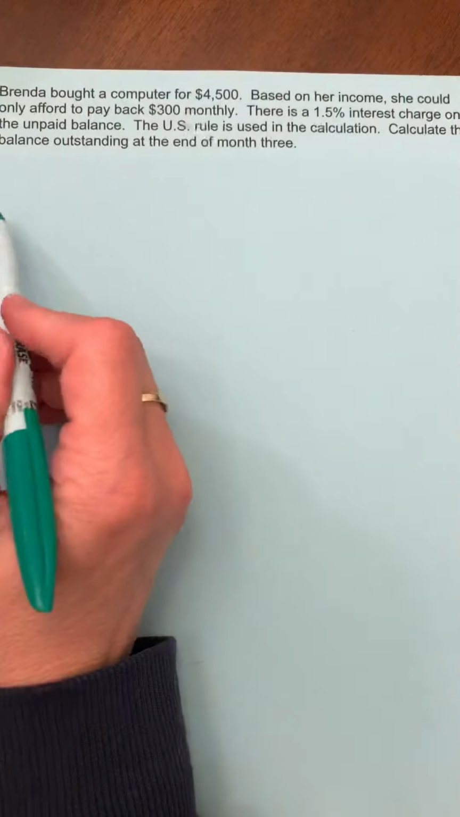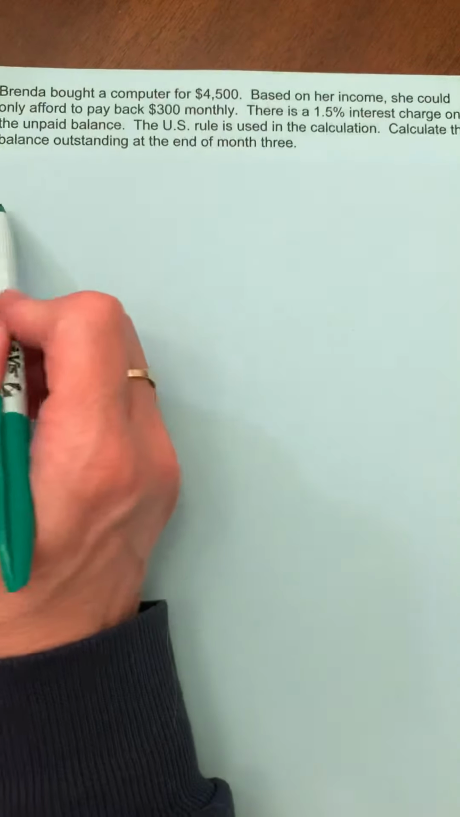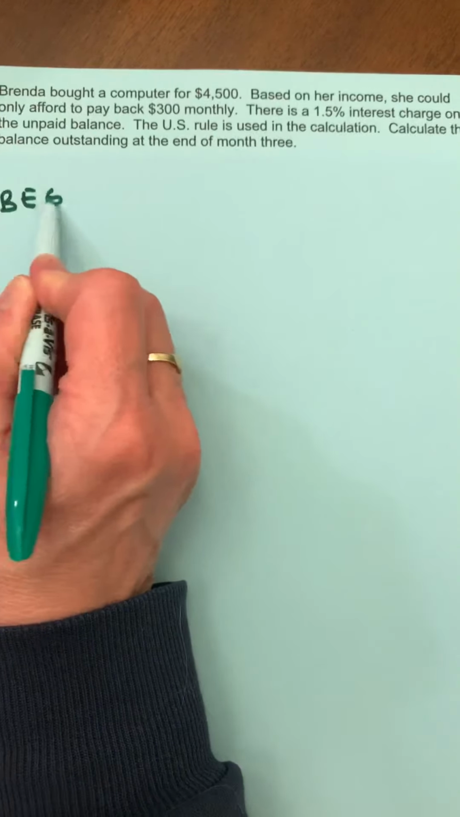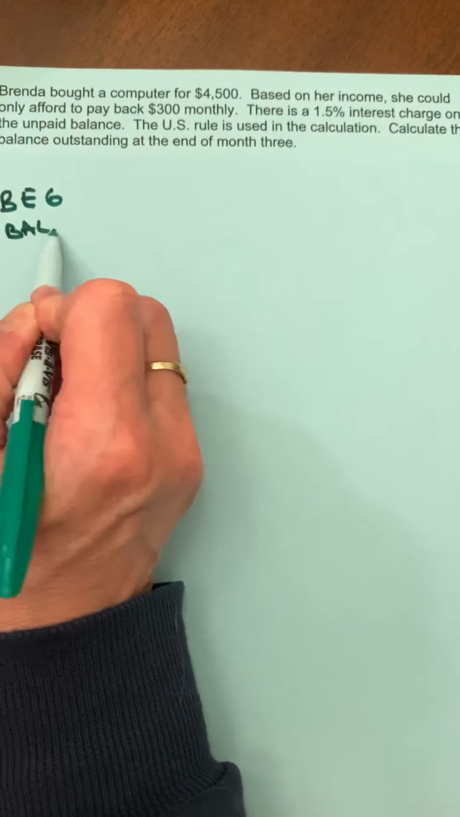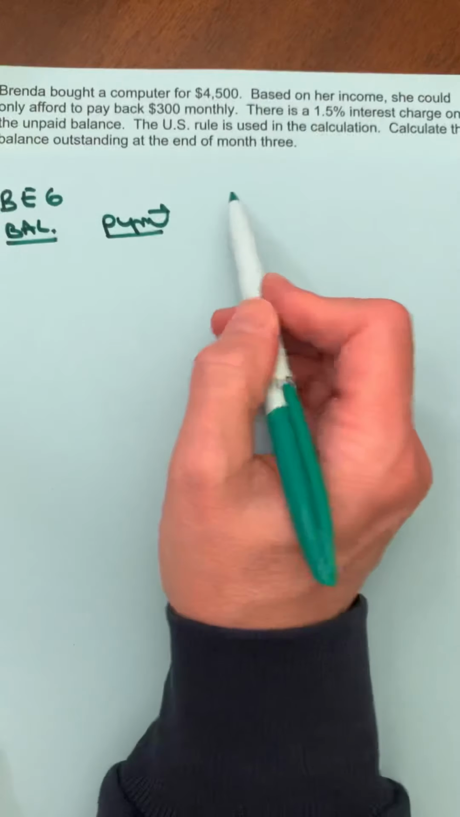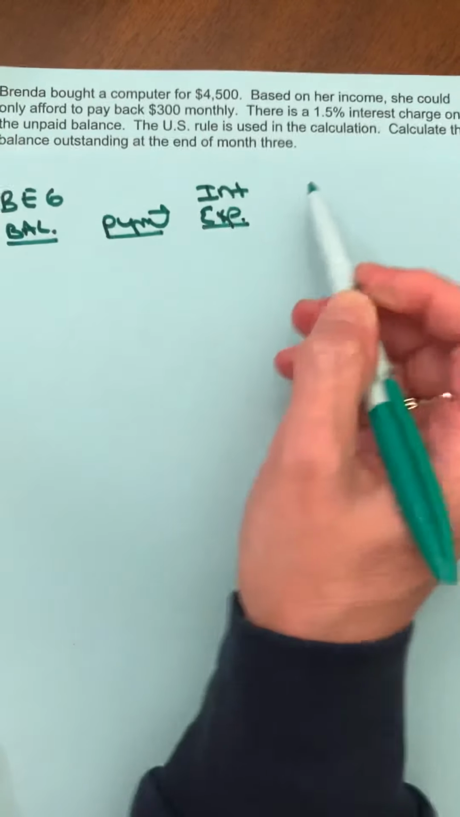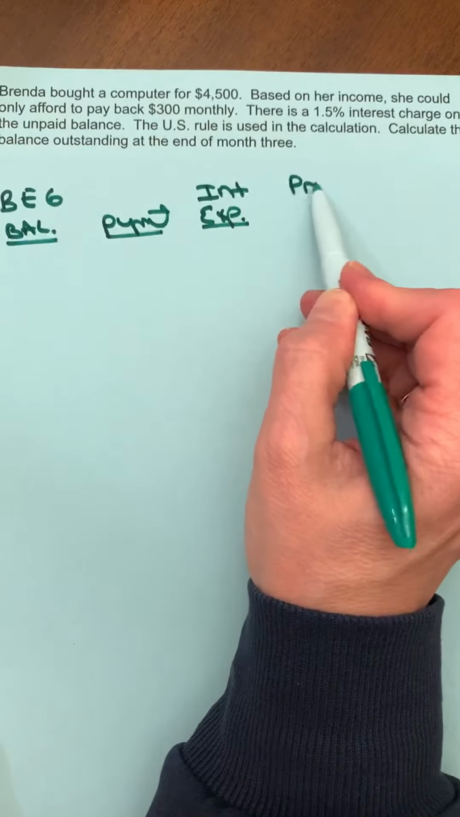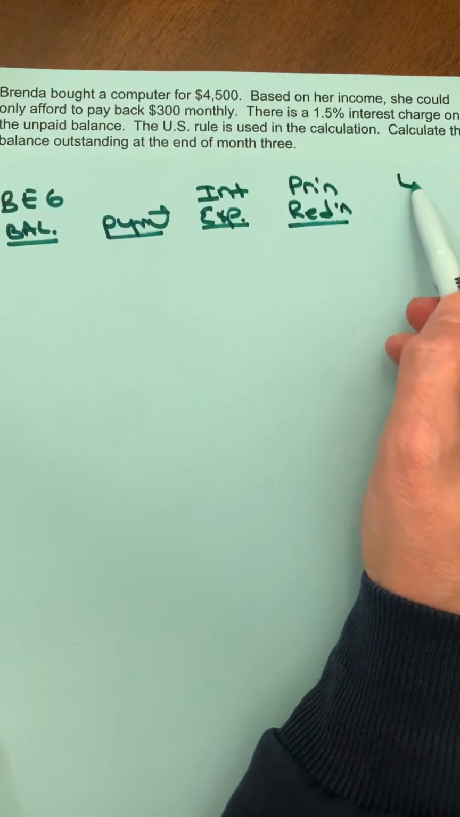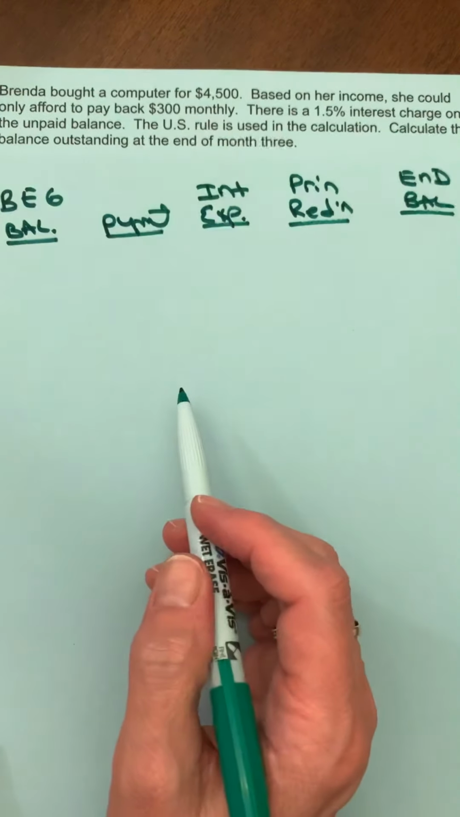So, the easiest way to keep track of our data is to make an amortization table. So each month, we will need to know what our beginning balance is. We will make a payment. Our payment will first go towards our interest expense. What's left will go towards our principal reduction, and then we will have our new or ending balance.